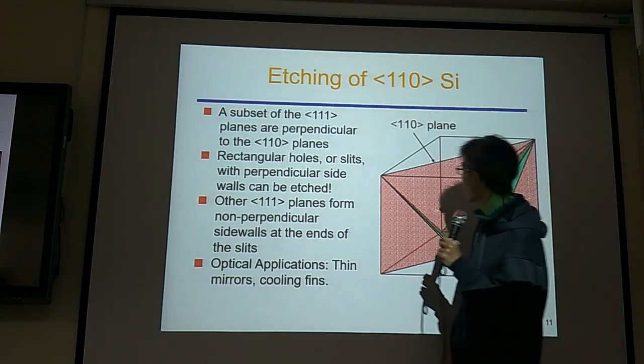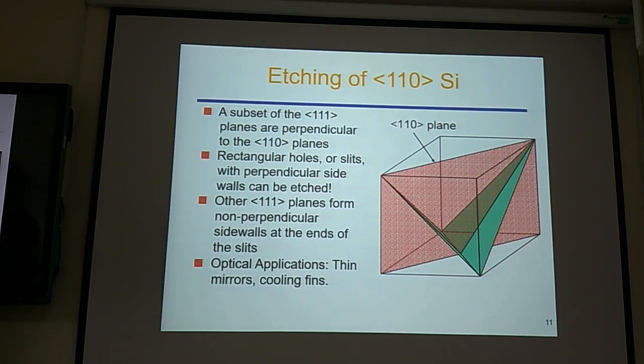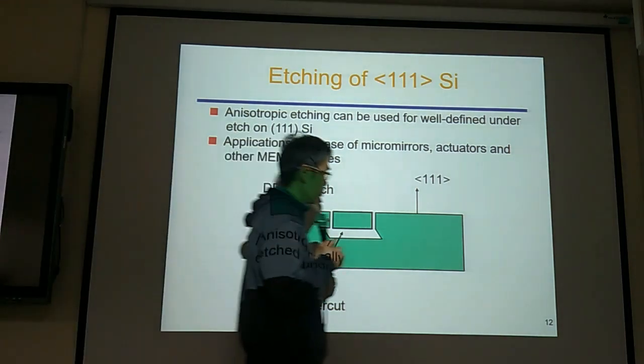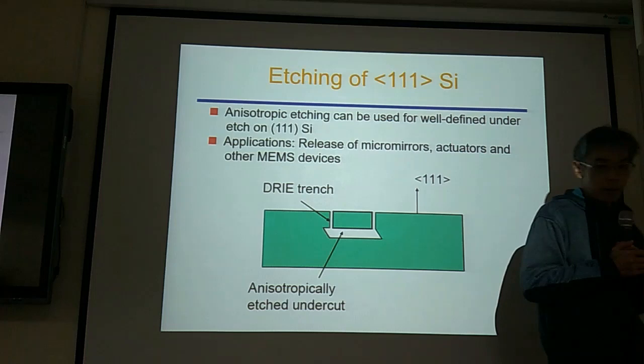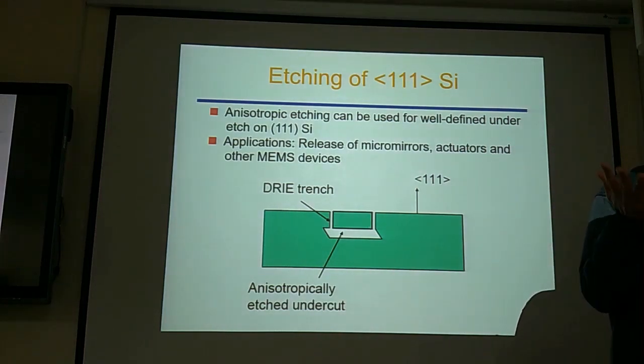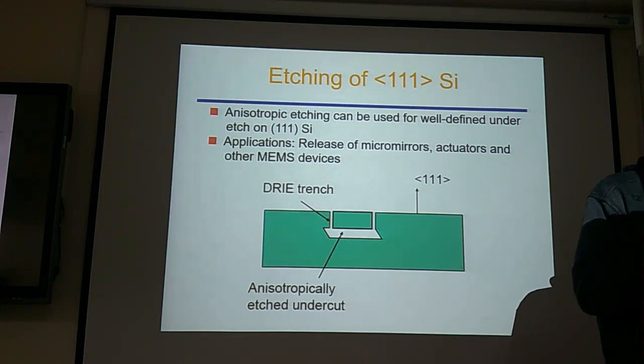Okay, let's move on. Now suppose we have a silicon wafer. We have different types of silicon wafer. We have 111 wafer. We have 100 wafer. We have 110 wafer. How do we differentiate different types of wafers?